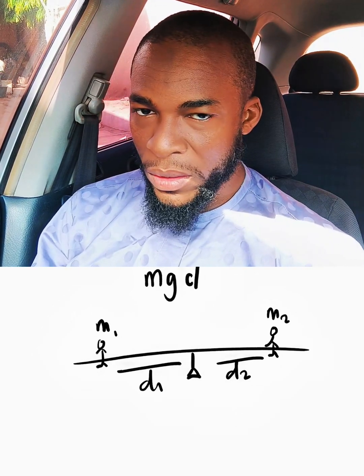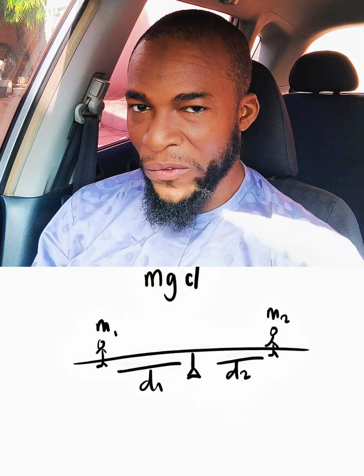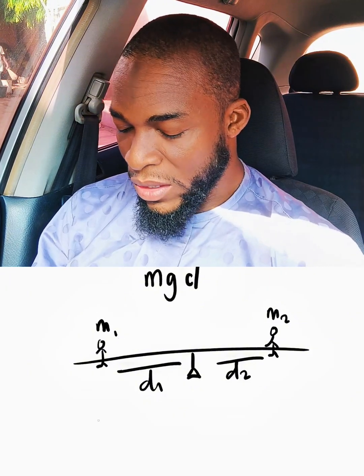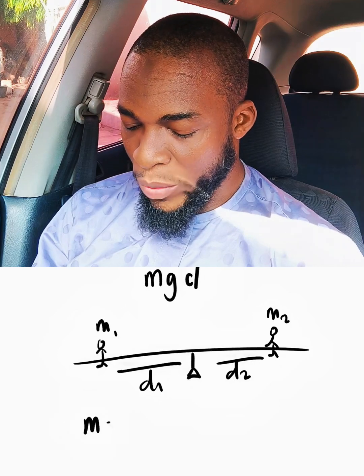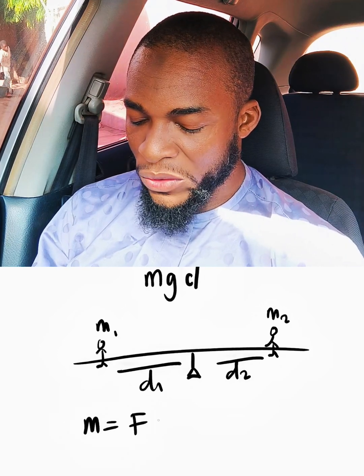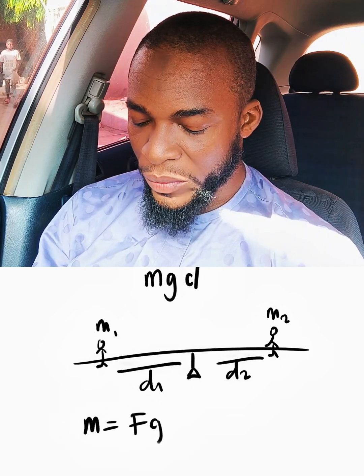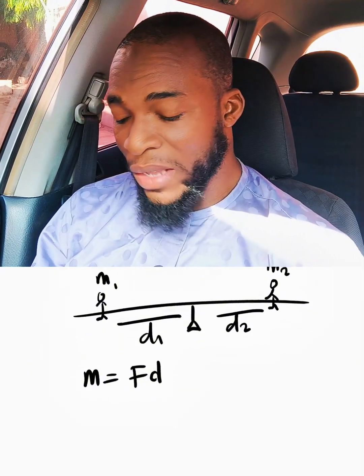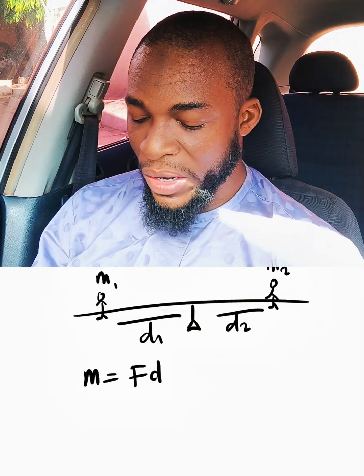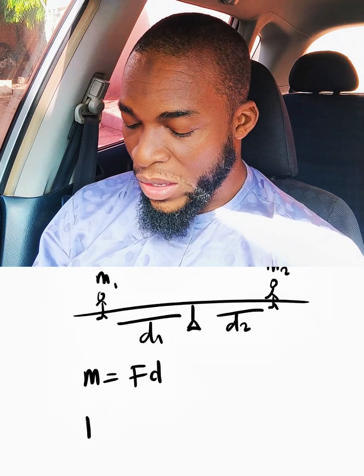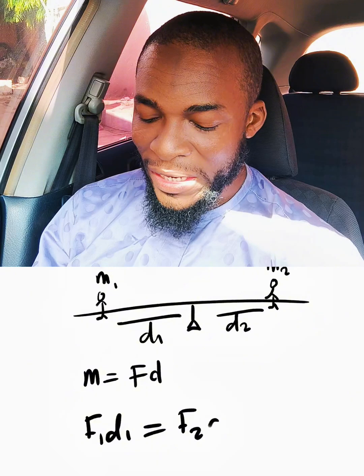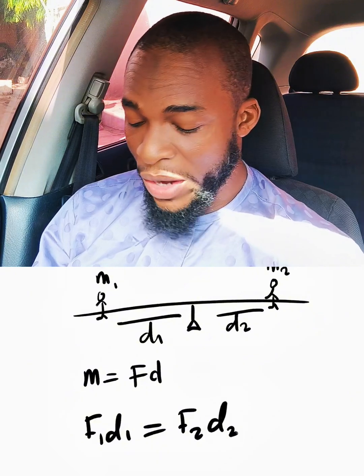So what is a moment? It is force times distance, and force is equal to mass times the gravity. So let me write it first. Moment is equal to force times distance. So the left hand side moment must be equal to the right hand side moment. So you have F1 D1 is equal to F2 D2, which is the right hand side, right?